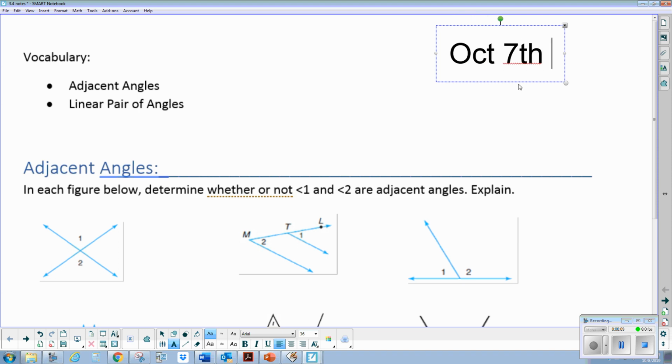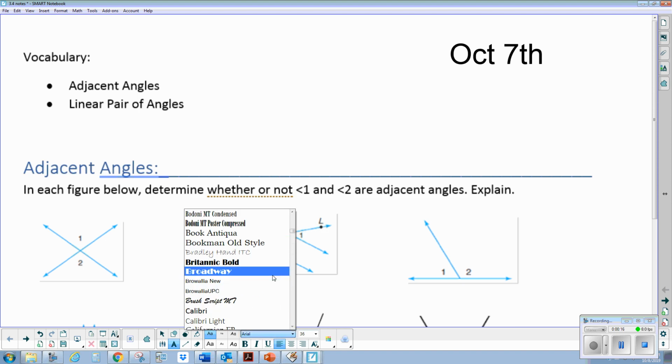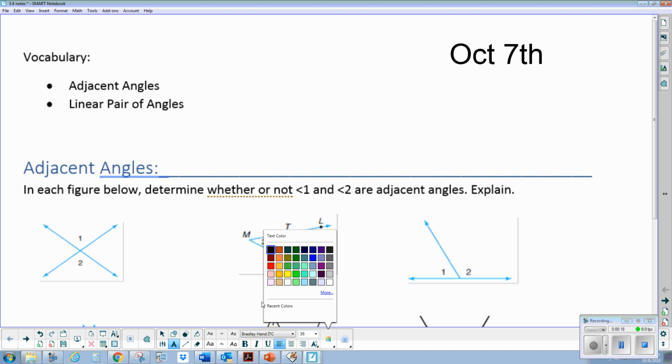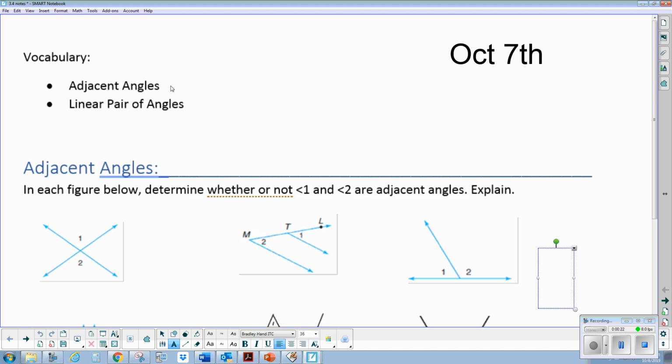In this lesson, we're talking about two key terms, adjacent angles and a linear pair of angles. Both of these terms you've seen before, but we're just going to do a little bit more practice with identifying adjacent and linear pair of angles.